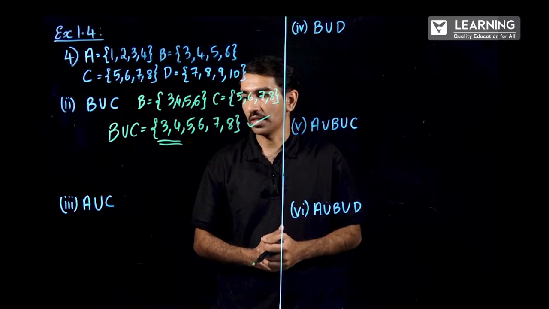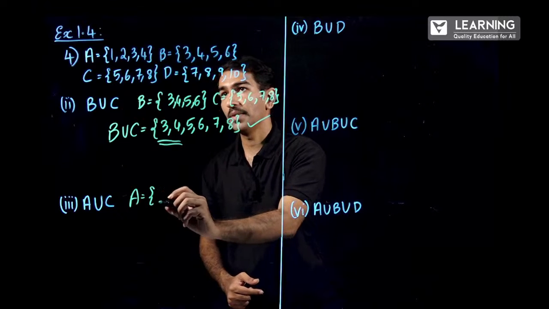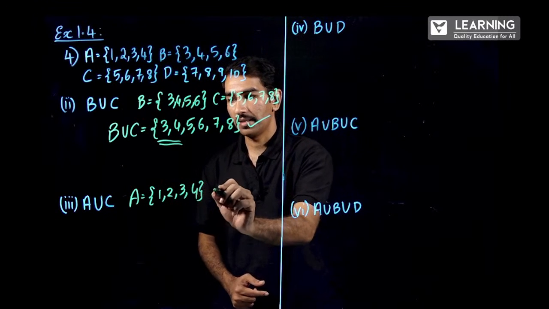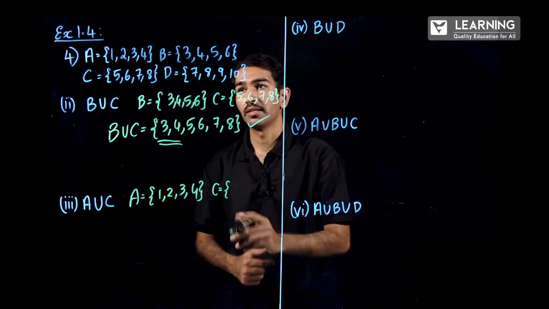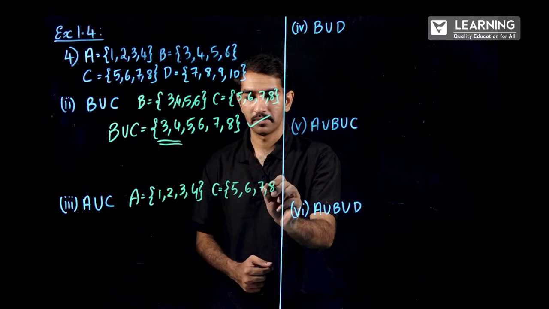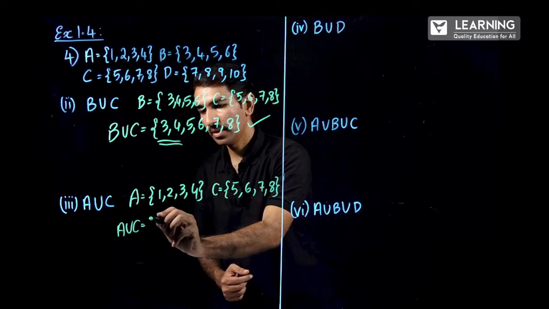Moving on to the next sub question, A union C. Again we will write what A is here. A will be equal to 1, 2, 3, 4 and C will be equal to 5, 6, 7, 8. So what is A union C? Writing again the repeating elements only once.